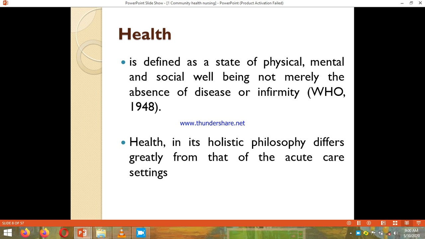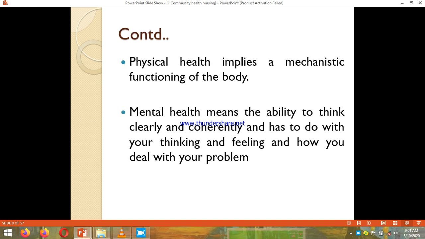The other one is health. WHO defines health as a state of physical, mental, and social well-being, and not merely the absence of disease or infirmity. Health in its holistic philosophy differs greatly from that of the acute care setting, which is intensive hospital care. They focus on relieving the signs and symptoms of the disease, whereas WHO defines health as a state of physical, mental, and social well-being. When we say physical, it implies the mechanistic function of the body.